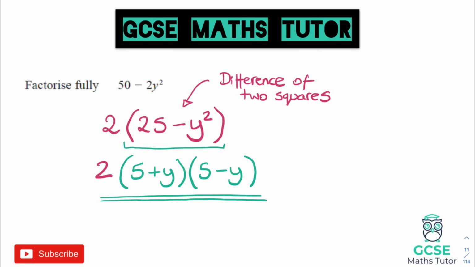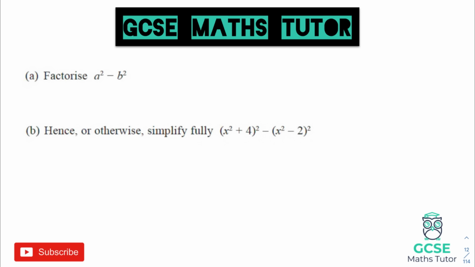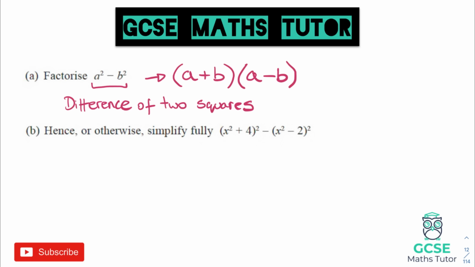So for this one, 5 plus y and 5 minus y, but we'd only spot that once we factorise the 2 out. You may have something with letters that looks a little bit more complex. If you do, hopefully you'll spot that that's a difference of 2 squares. Nice and simple for that one. But if you're asked to use that in a further question, just look at what's in the question, how that can be applied to what's above.